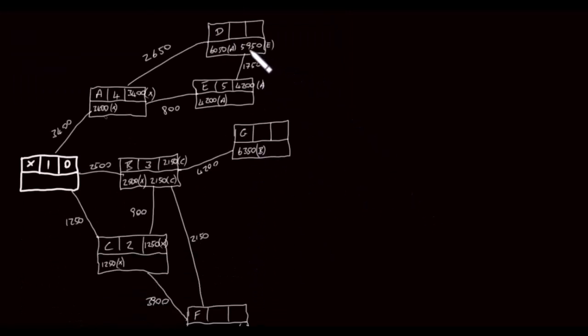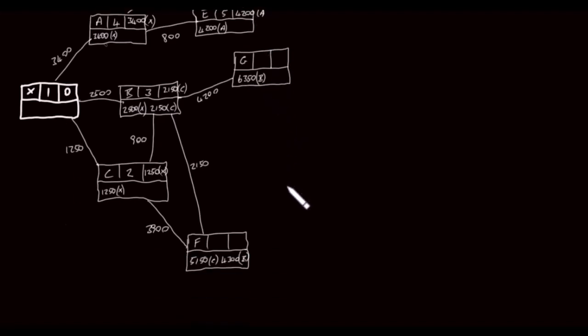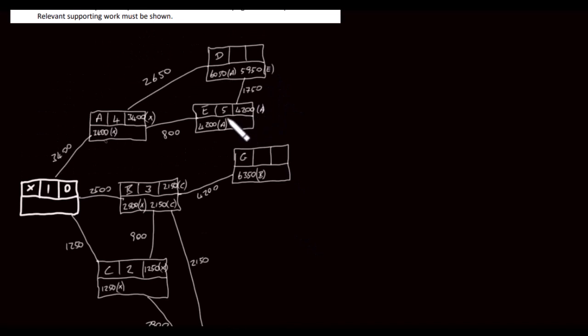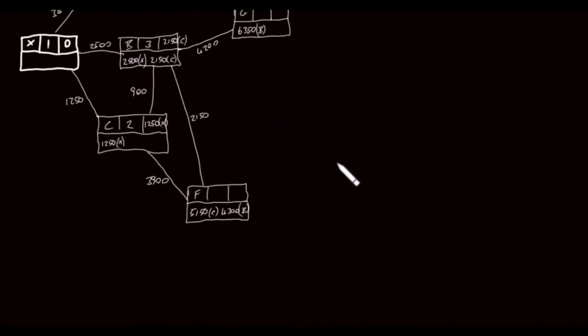So let's see, what have we got now? We have 5950, we have 6350, and we have 4300. So this one here is going to be the next one then. So the last one was number 5, so this one must be number 6 down here at F. This is 6, and it is 4300, which came from B.